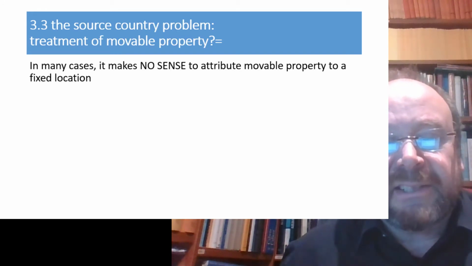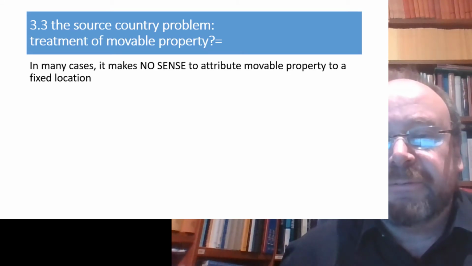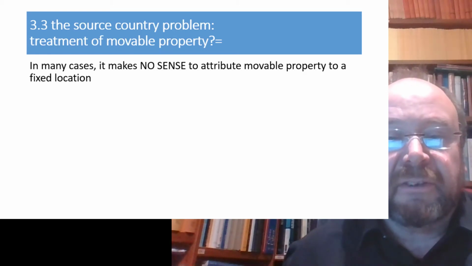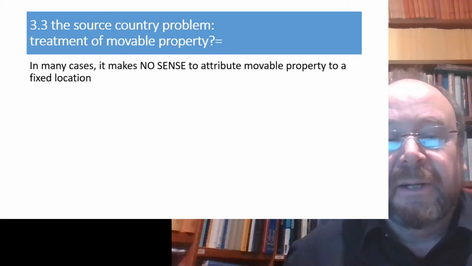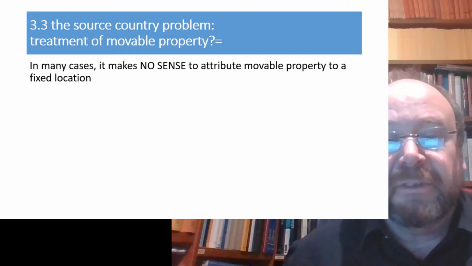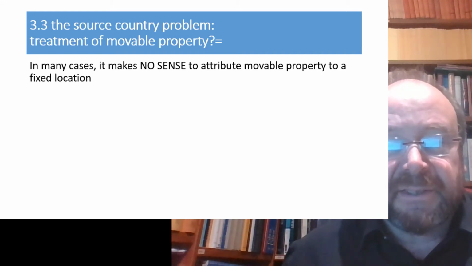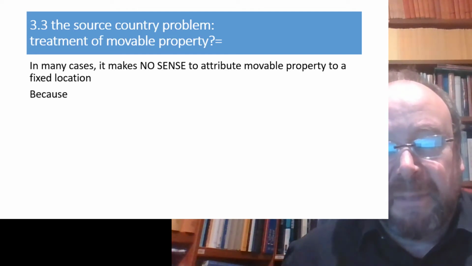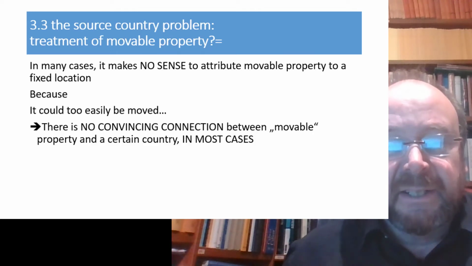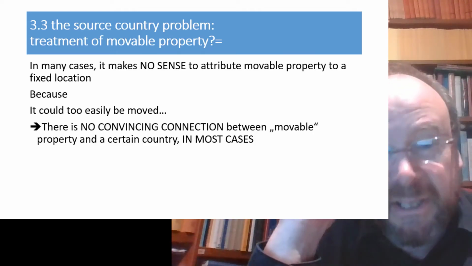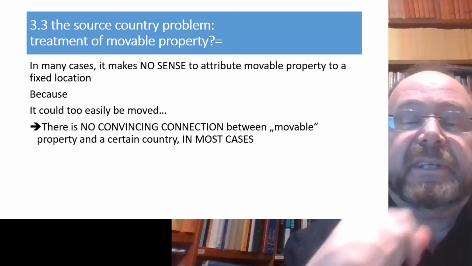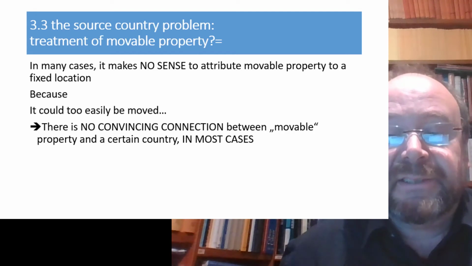It makes no sense to attribute movable property to a fixed location, because in preparation of a donation or of an inheritance which can be foreseen, people would go and shift the movable property to the most convenient state of location. So movable property, that makes no sense. It could too easily be moved to another country, so we would have no convincing connection between movable property and a certain country in most cases.